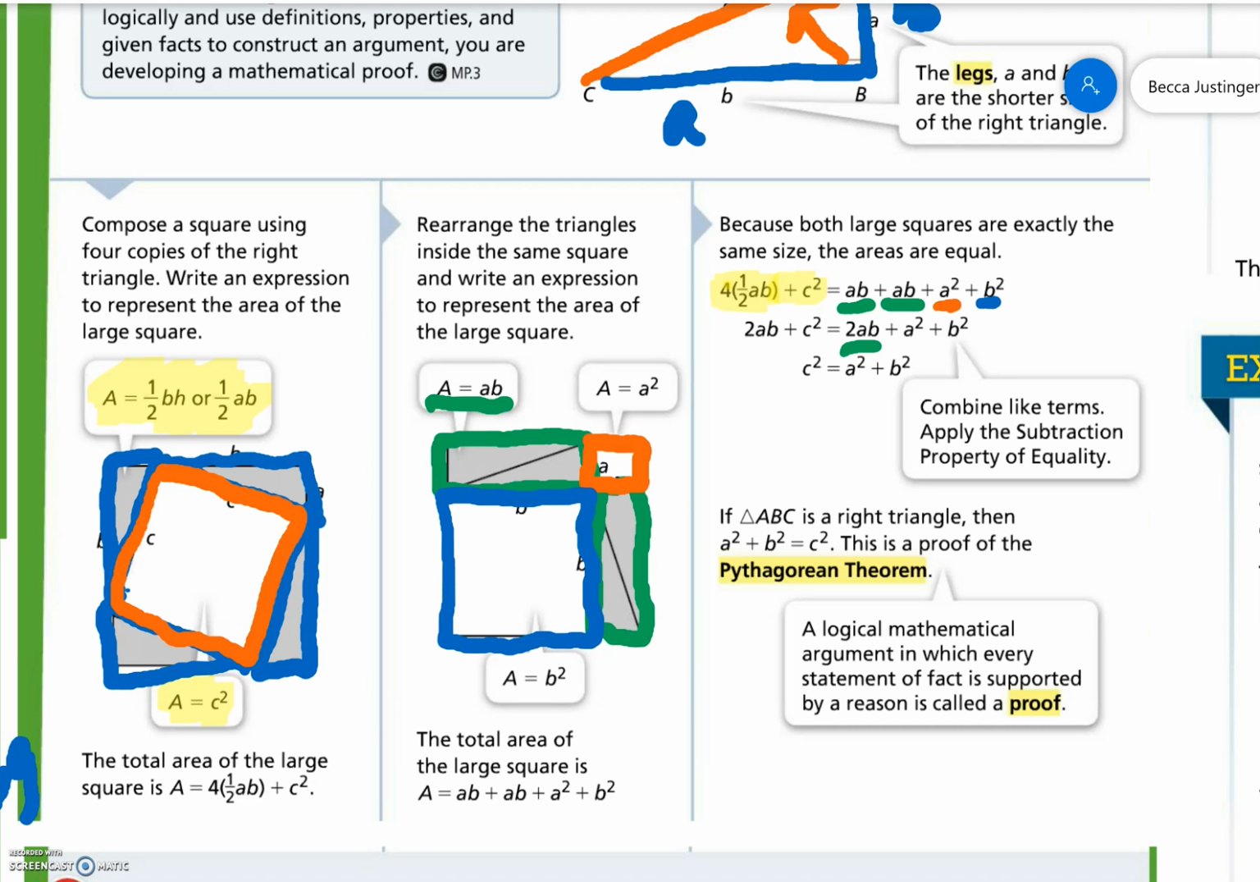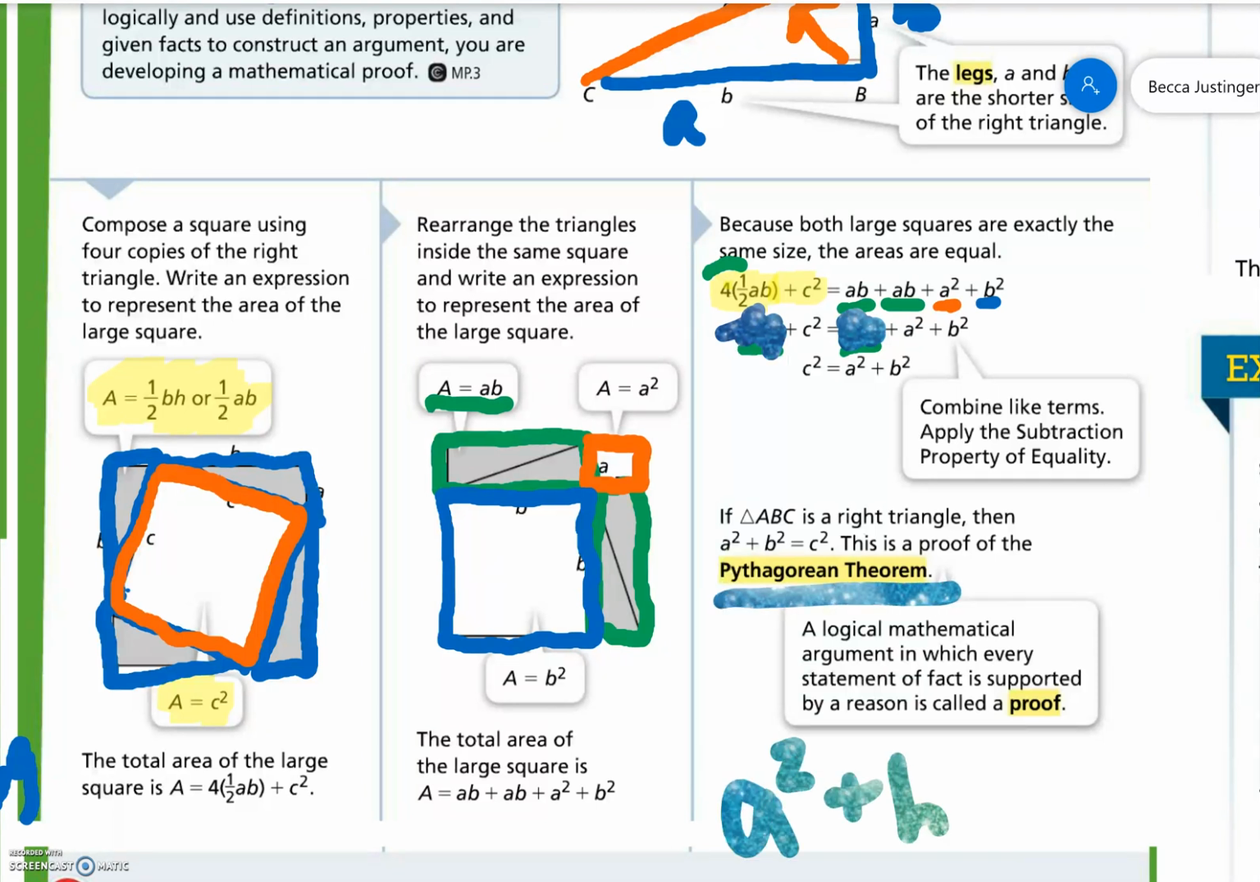Okay, now 4 times 1/2 AB gives us 2AB plus C squared equals 2AB plus A squared plus B squared. But if you see, both sides have a 2AB. So we could take the 2AB out, and we have C squared equals A squared plus B squared, which is the Pythagorean theorem. A squared plus B squared equals C squared. That's the formula you're going to be using for a right triangle, where C is always the hypotenuse, the longest side.